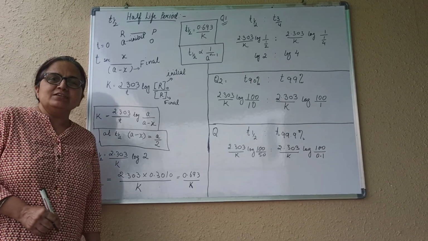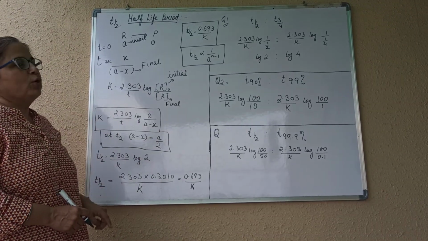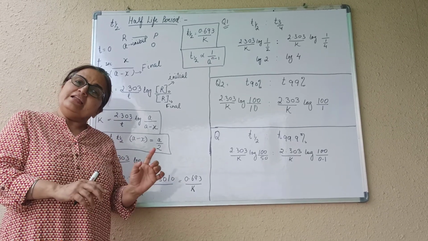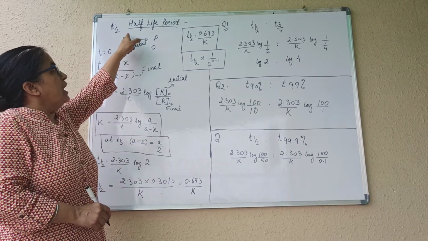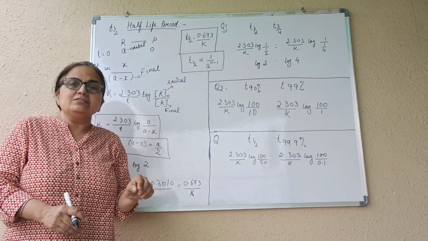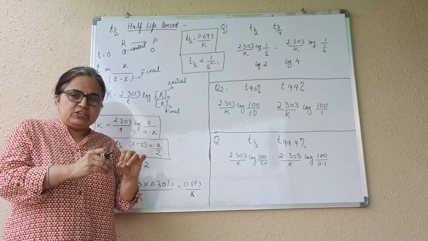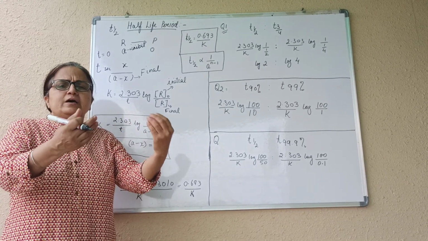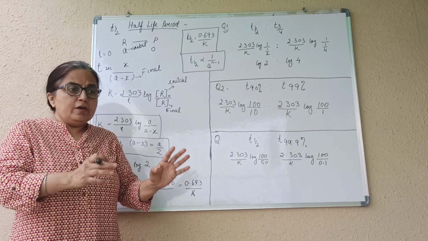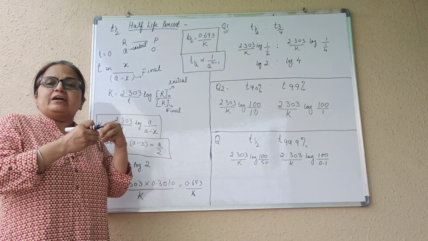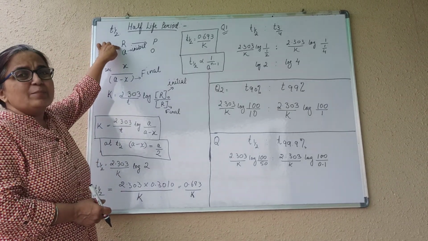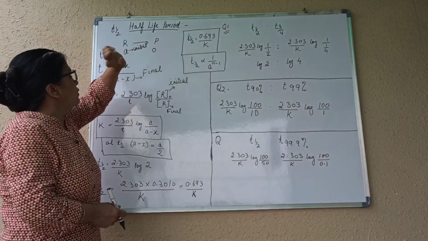Good morning students. In today's video we will be talking about half-life period and its relation with rate constant and initial concentration. Now as the name itself says, half-life period is defined as the time in which half of the substance reacts, or we can say half of the reaction has completed, or we can say 50% of reactants have converted into products. So suppose I consider some reactant R which is forming product.